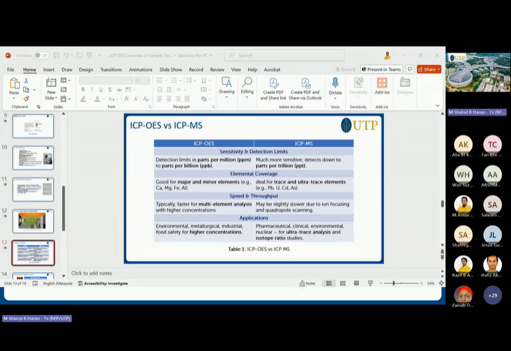And in terms of elemental coverage, the ICP-OES is good for major and minor elements, for example, Ca, Mg, Fe, and Al. Then the MS is ideal for trace and ultra-trace elements, for example, Pb, U, Cd, and As. For the speed and throughput, OES is typically faster for multi-element analysis with higher concentration, compared to MS, which might be slightly slower due to ion focusing and quadrupole scanning.